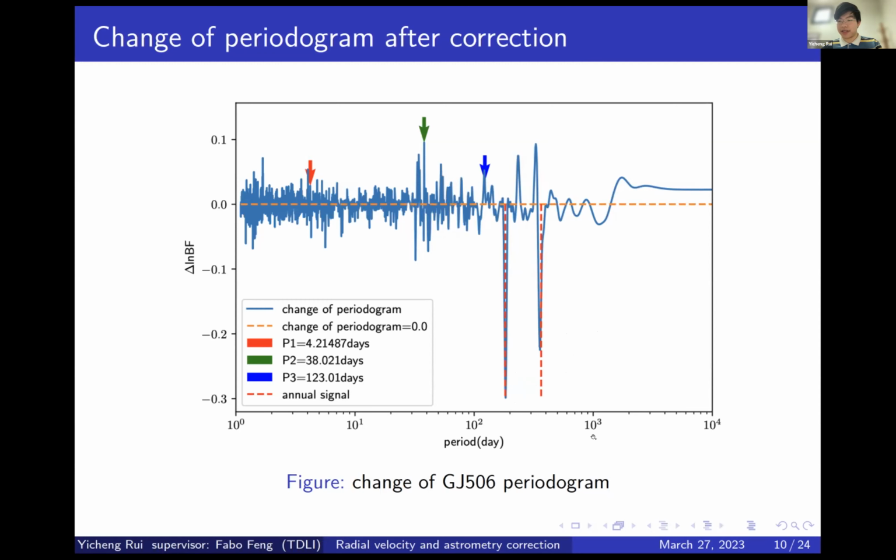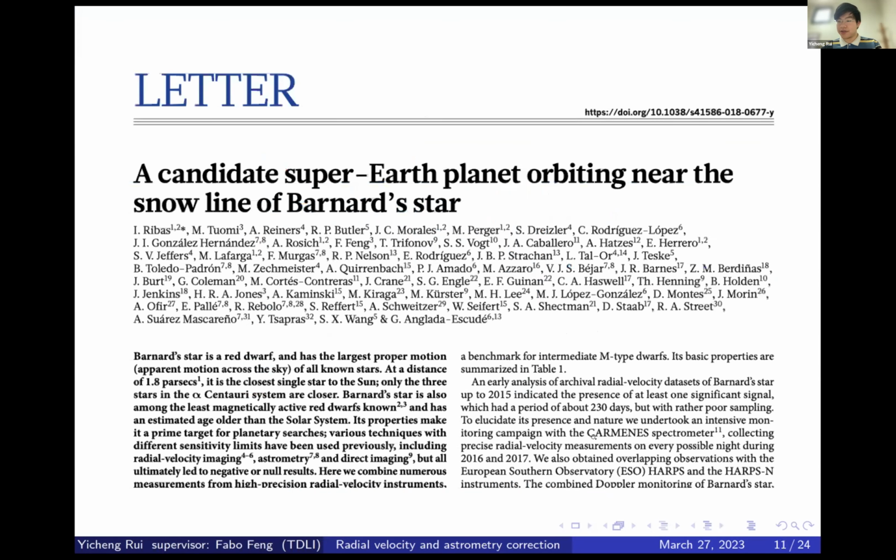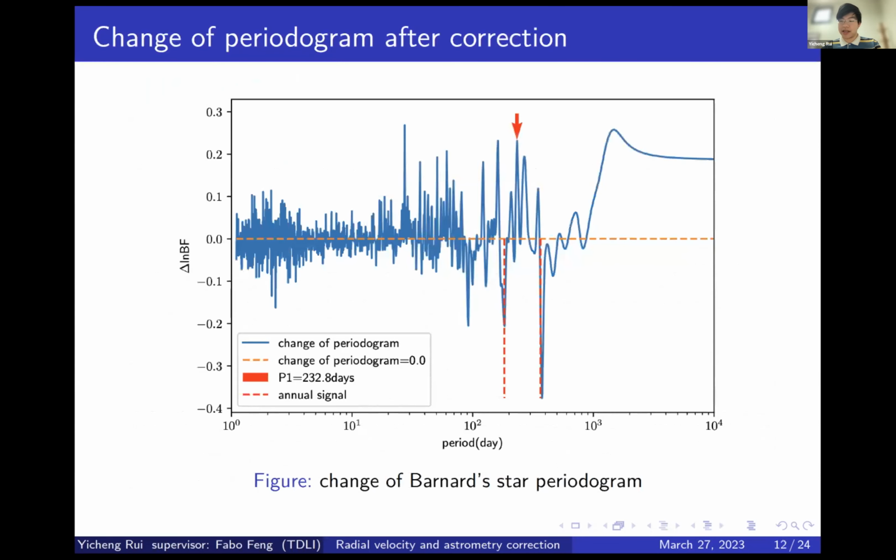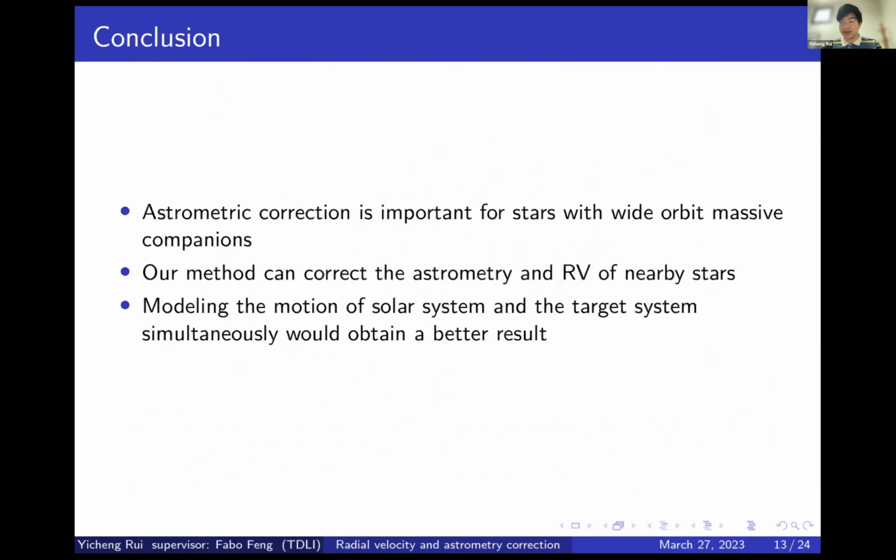And let's have a look at another target. In 2018, researchers proposed a candidate super-Earth orbiting near the snow line of Barnard's star. The period of this super-Earth candidate is about 230 days. Let's see the change of the periodogram after the astrometric correction. You can still see that the annual signal is less significant, or suppressed, after the correction. And the signal of the super-Earth candidate is more significant after this correction. So the conclusion is that astrometric correction is important for stars with wide-orbit massive companions.